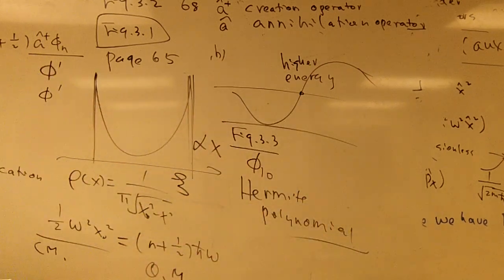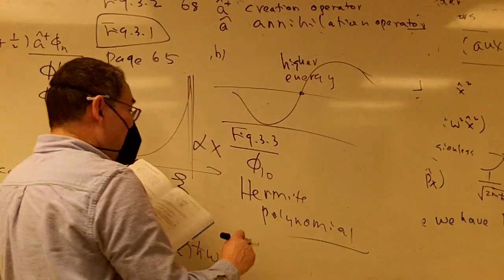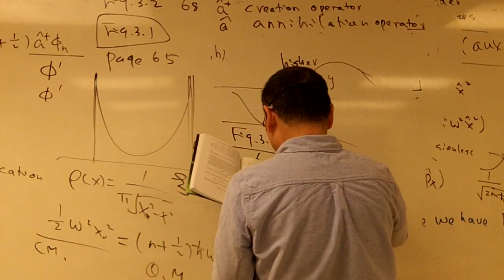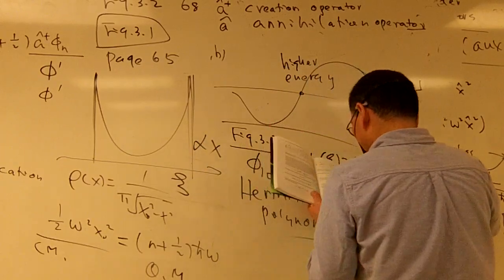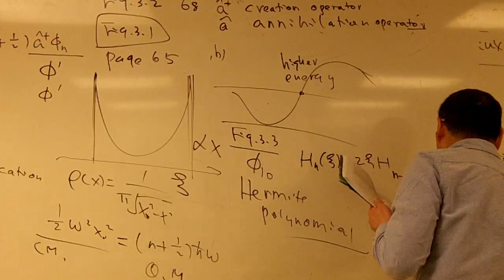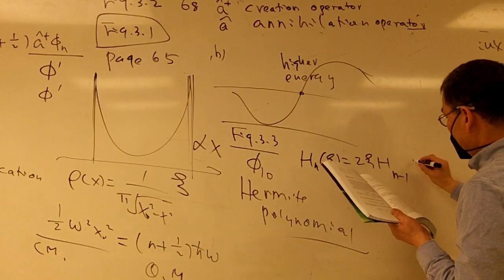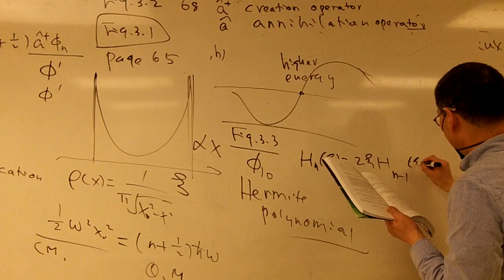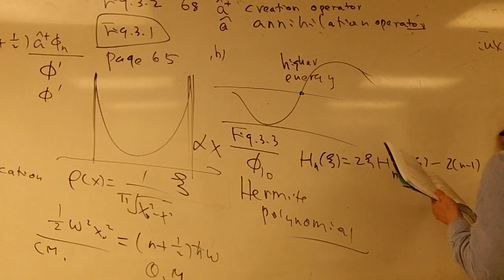In our math physics 2, we talk about Hermite polynomials. Hermite polynomials have a recursion relationship, so I'm going to write this down. It looks like this: 2 eta h_n minus 2n h_{n-1}... these are all Hermite polynomials themselves, and minus 2(n minus 1) times h sub n.